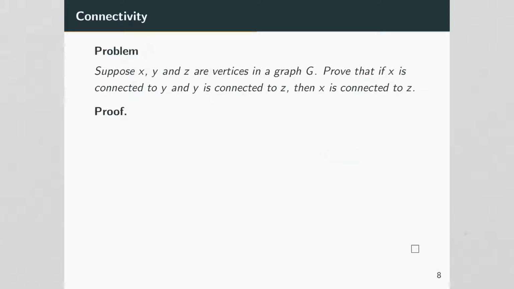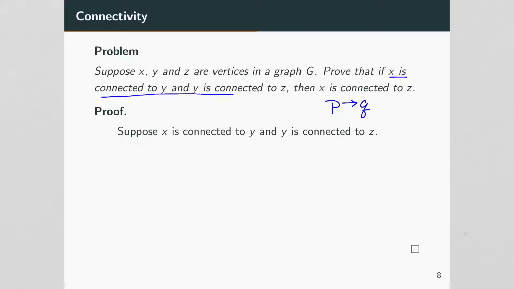So here's our problem. Suppose we have three vertices, x, y, and z in some graph G. We want to prove that if x is connected to y and y is connected to z, then x is connected to z. We're going to use a direct proof. Remember that if we have a direct proof and we're trying to prove an implication, P implies Q, here's our P: x is connected to y and y is connected to z. And x is connected to z would be the Q part.